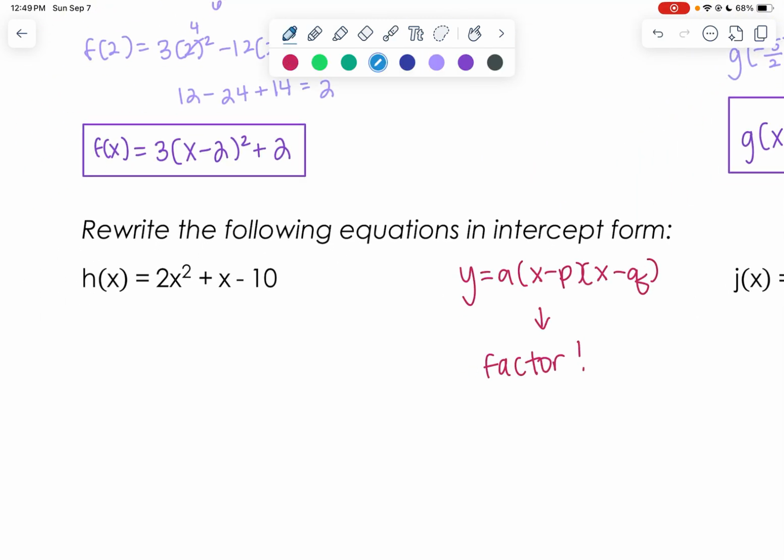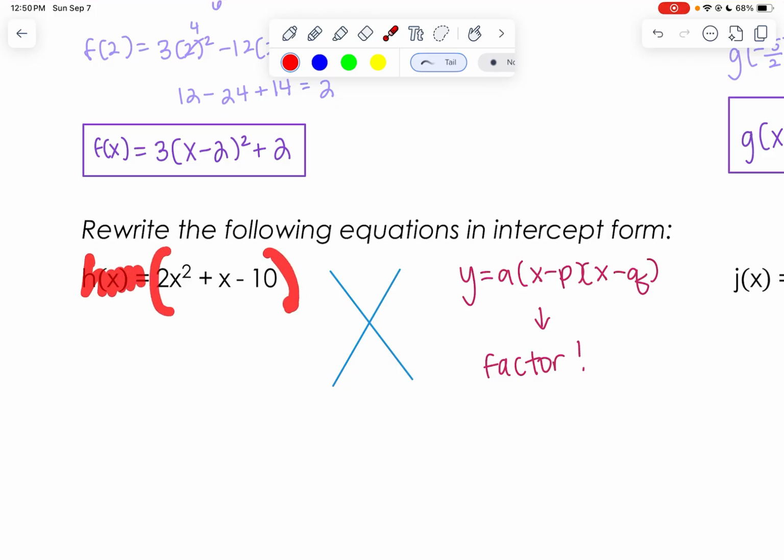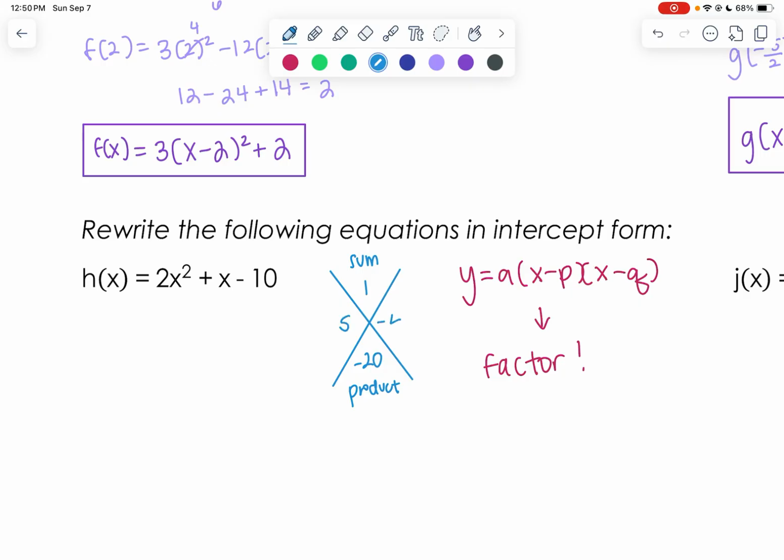So to put this in factored form, I'm going to do my sums and my products, right? This h of x you don't have to worry about. I'm just focusing on factoring this. It's all on one side, so I'm good to just jump in. So I need a sum of 1, and I need a product of 2 times negative 10, which is going to be negative 20. So they need to multiply to give you negative, add to give you positive. That's going to be 5 and negative 4.